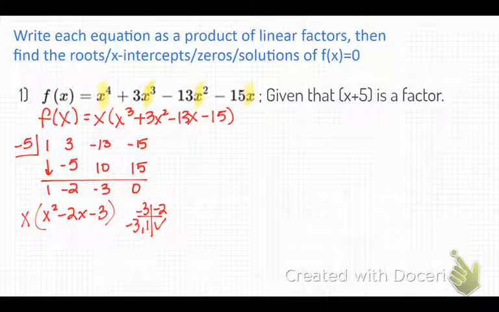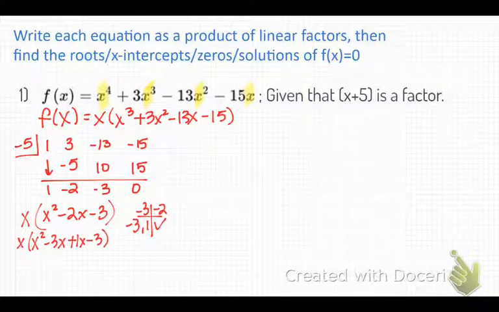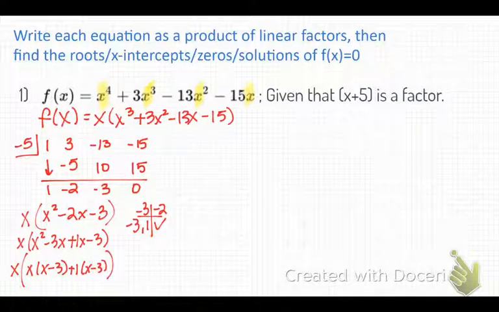Oh, my stylus is dirty again. So I have x times x squared minus 3x plus 1x minus 3. And then I have a GCF of x times x minus 3 plus 1 times x minus 3, which leaves me with x times x plus 1 times x minus 3. Okay, is that my fully factored equation? No.